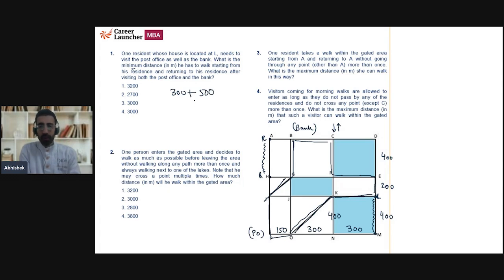So that's 500, right? And then you have PO 150, and then PI is 400, and then IJ is 150, GJ is 200. So the hypotenuse is 250, right? This is 250. And then BG 400.